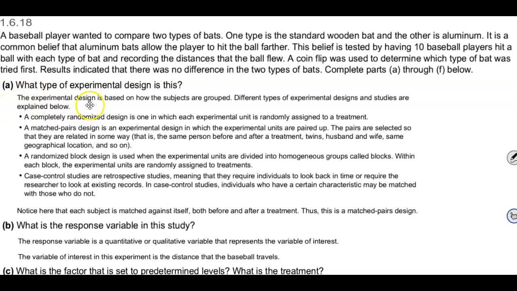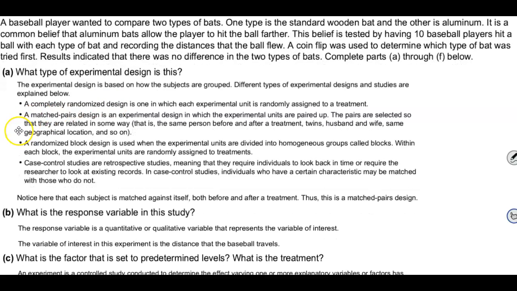Well, the experimental design is based on how the subjects are grouped. Different types of experimental designs and studies are explained below. A completely randomized design is one in which each experimental unit is randomly assigned to a treatment. A matched pairs design is an experimental design in which the experimental units are paired up. The pairs are selected so that they are related in some way.